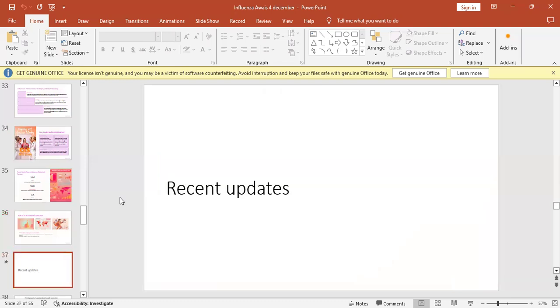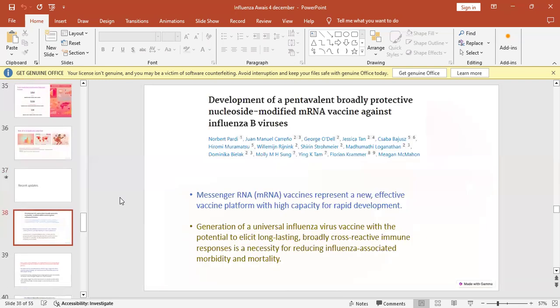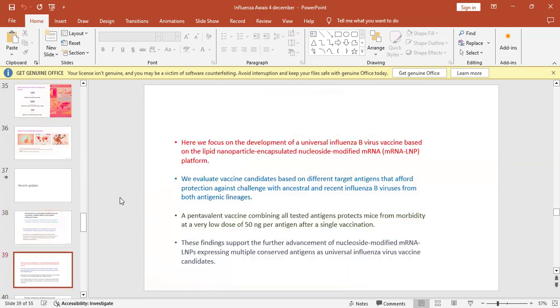Now coming towards the recent updates. The first article is the development of a pentavalent broadly protective nucleoside-modified mRNA vaccine against influenza B viruses. Messenger RNA vaccines represent a new effective vaccine platform with a high capacity for rapid development. Generation of a universal influenza virus vaccine with the potential to elicit a long-lasting, broadly cross-reactive immune response is necessary for reducing influenza-associated morbidity and mortality.